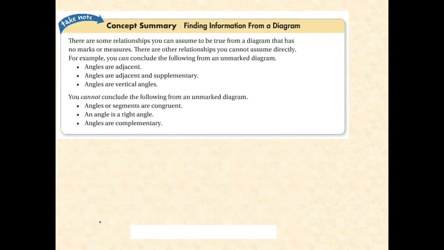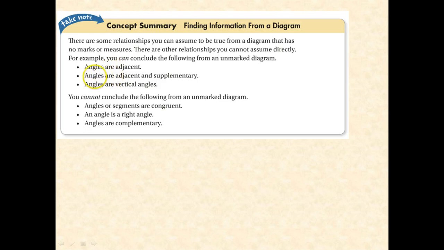Here's a little concept summary for you. Here are some things that you can conclude from an unmarked diagram. You can conclude that angles are adjacent. You can see if they're sharing a common side, if they're sharing a vertex, and if they don't have any common interior points.